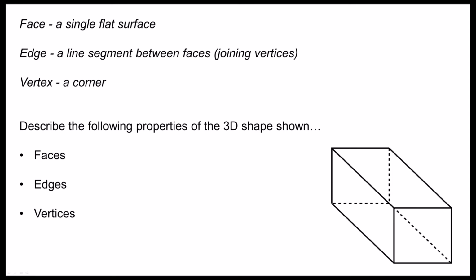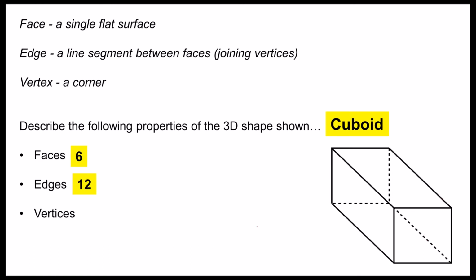In our example, we're asked to work out the number of faces, edges and vertices in the shape that we're given. Our shape is a cuboid. Firstly, I know that there are 6 faces in my cuboid. I've got one on the top, one on the bottom, one on the right side, one on the left side, one at the front and one at the back. That's 6 faces in total.